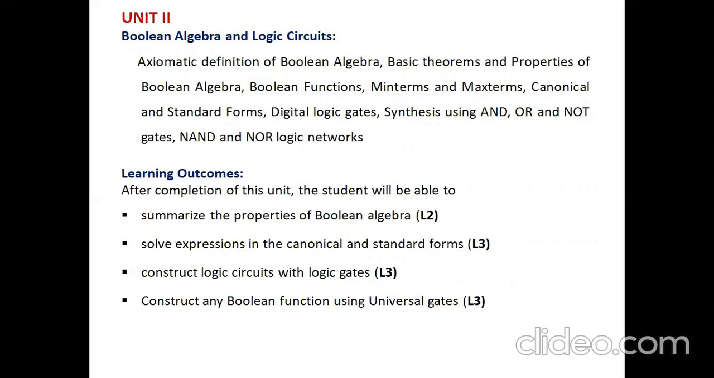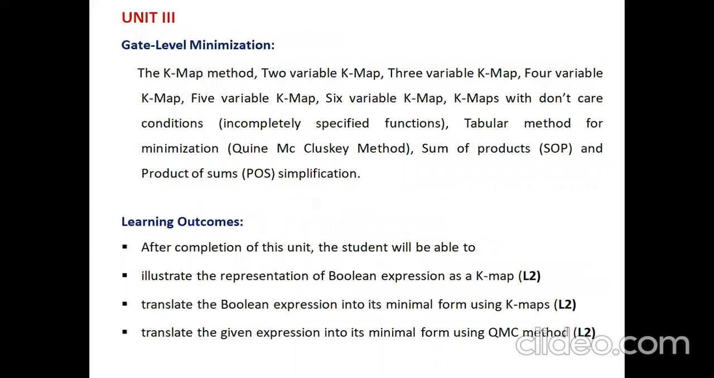At the end of Unit 2, the student should be able to summarize the properties of Boolean algebra, and he should be able to solve the expressions in the canonical and standard forms. And he should be able to construct the logic circuits with logic gates, and any Boolean function he should be able to implement using the universal gates.